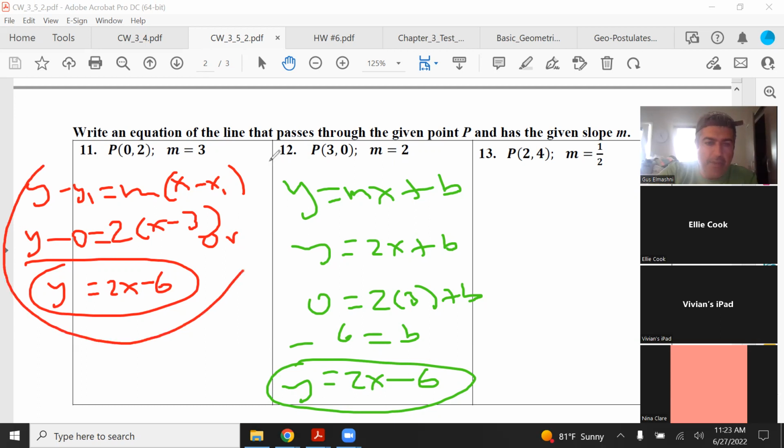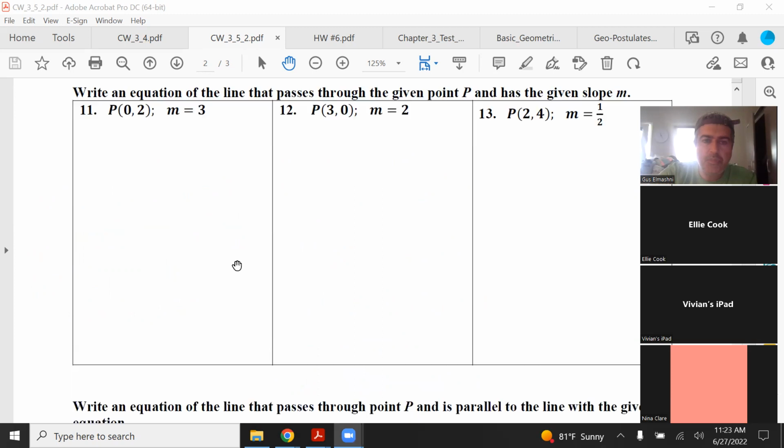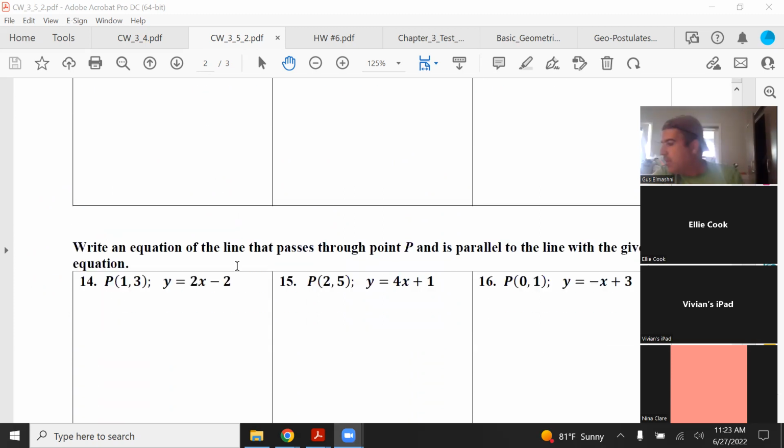I think this red path is a little easier than the green path. Questions about number 12? Okay. So you got your notes there, hopefully.